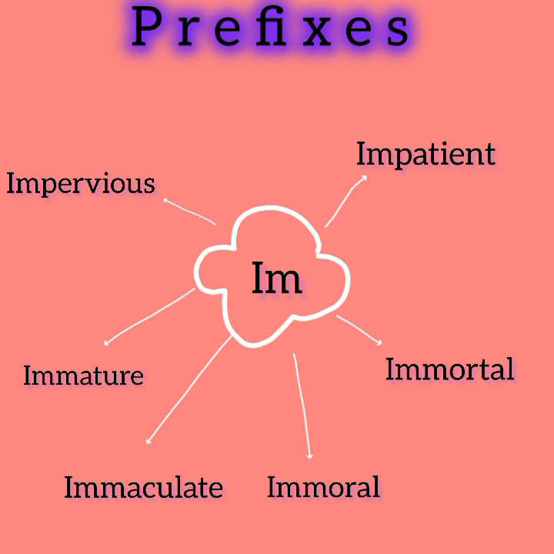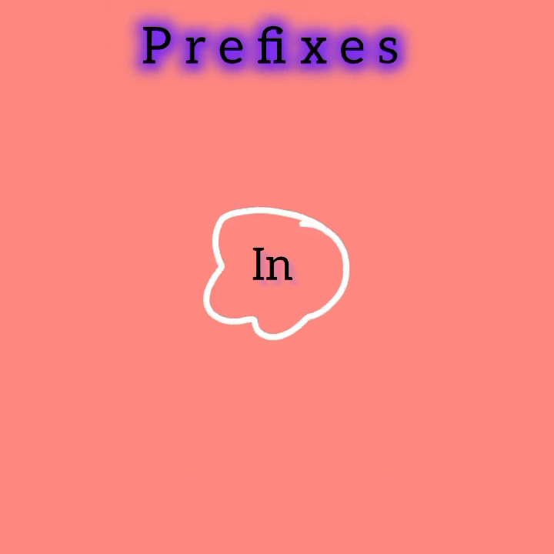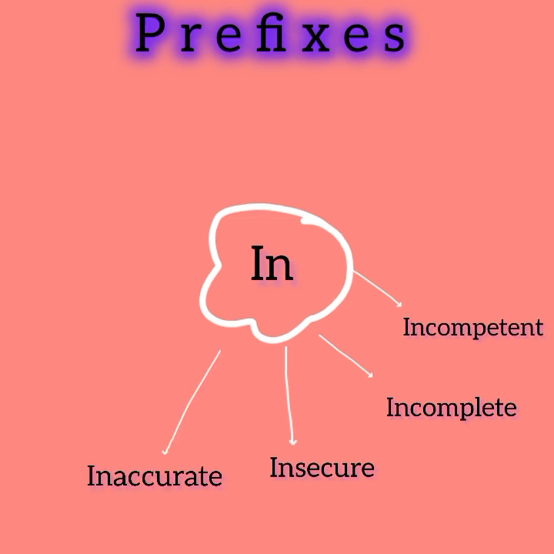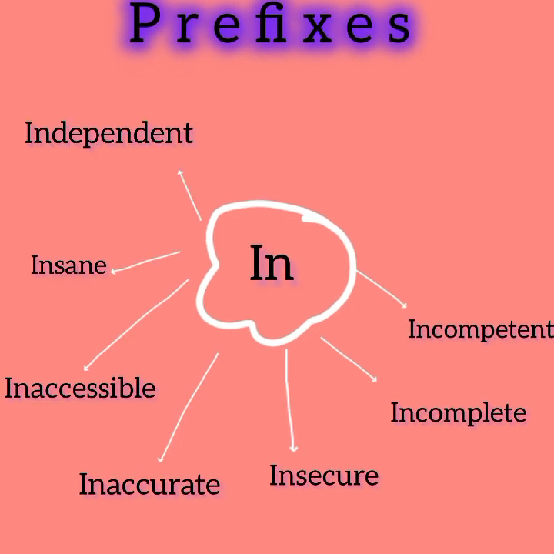Okay, quickly, let's take another example of the prefixes, and here we have in. This prefix is used with all the vowels and most of the consonants other than L, M, P, and R. Just have a quick look at the words incompetent, incomplete, insecure, inaccurate, inaccessible, insane, and independent. In all these words, in is acting as a prefix, and it helps us to make the opposites of the words competent, complete, secure, accurate, accessible, sane, and dependent.